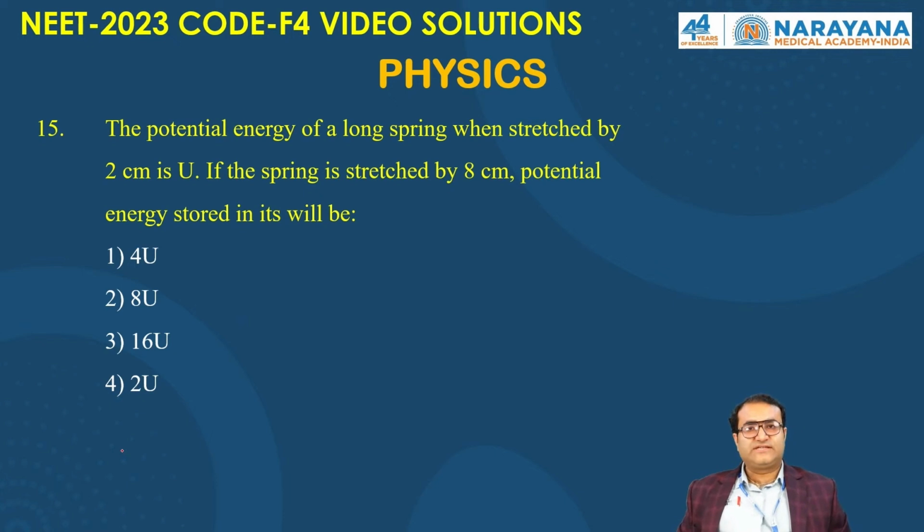Question number 15. Potential energy of a long spring when stretched by 2 centimeter is U. So we'll use this formula: U is equal to half of kx square. x is simply 2 by 100. Final potential energy is half of k into 8 by 100 whole square. If you divide both the equations, you will get final potential energy as 16 times U. Third option is correct here.